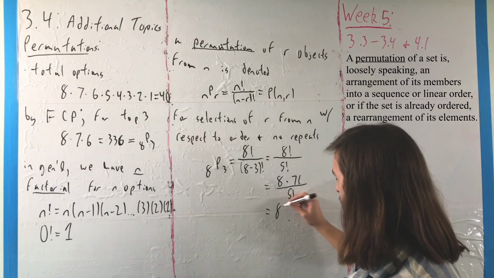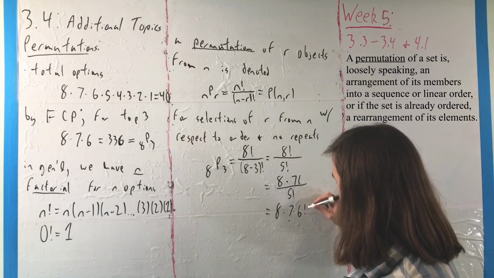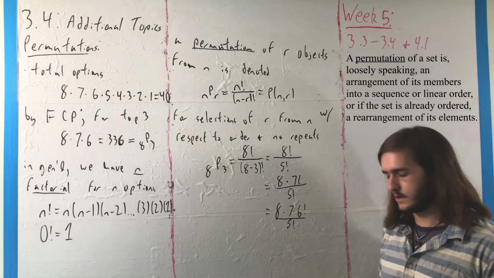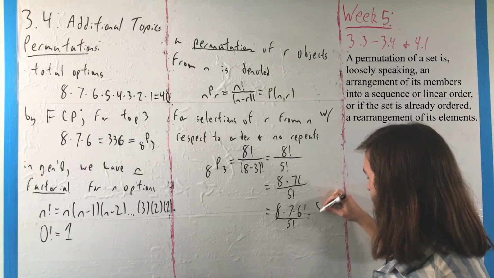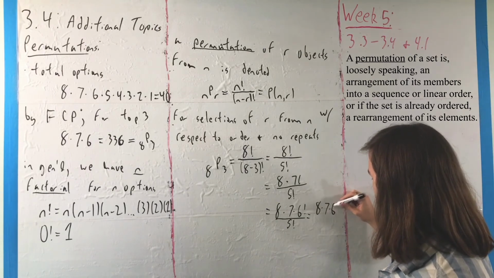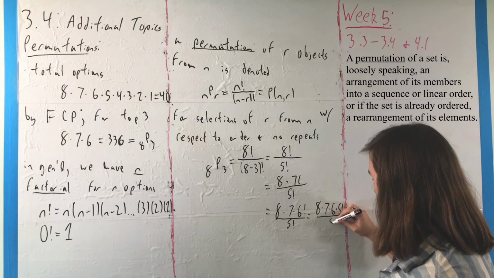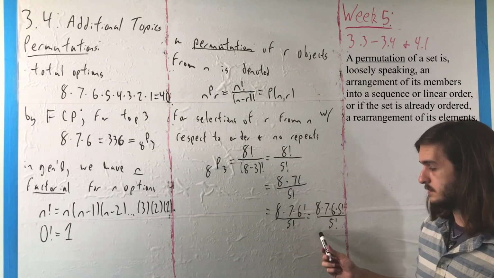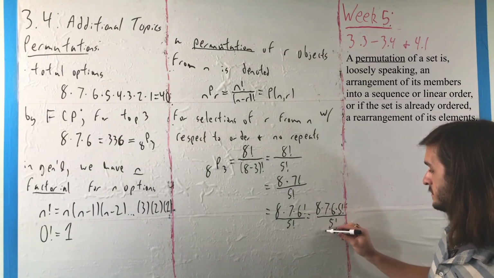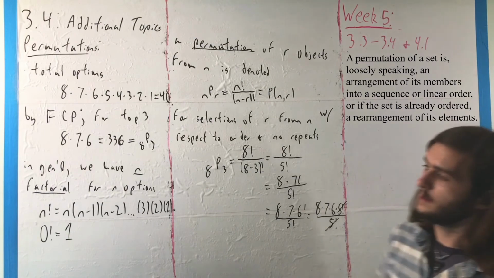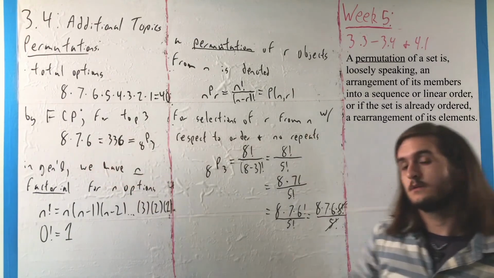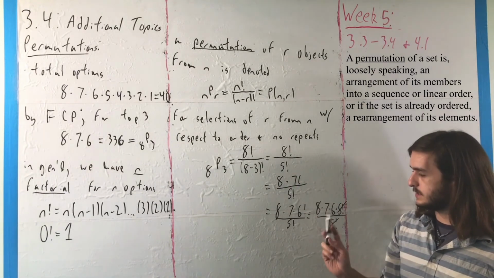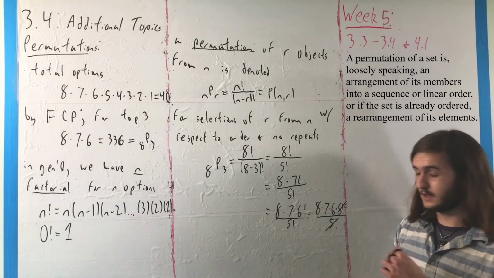And then we can do this again. 8 times 7 times 6 factorial over 5 factorial. And hopefully some of you are seeing the pattern we're going to be getting towards here. Because if we do this a third time, we would have 8 times 7 times 6 times 5 factorial over 5 factorial. And there, now we have something that cancels. Those 5 factorials go away, and we're left with 8 times 7 times 6, like before. We took all of our options and counted down the ones that don't matter and kicked them out.